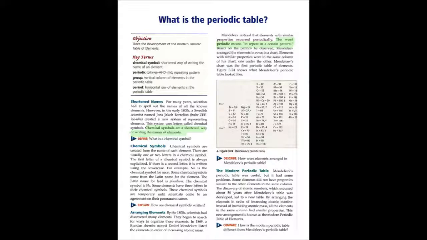The modern periodic table. Mendeleev's periodic table was useful, but it had some problems. Some elements did not have properties similar to the other elements in the same column. The discovery of atomic numbers, which occurred about 50 years after Mendeleev's table was developed, led to a new table. By arranging the elements in order of increasing atomic number, instead of increasing atomic mass, all the elements in the same column had similar properties. This new arrangement is known as the modern periodic table of elements. Compare: how is the modern periodic table different from Mendeleev's periodic table?